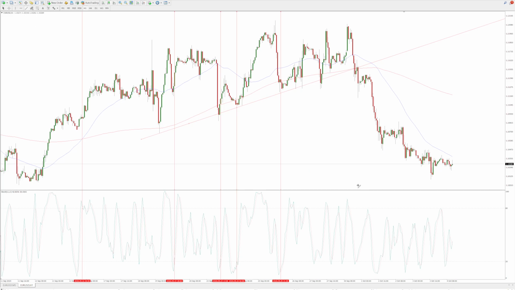We can also draw divergence here. Lower highs, showing that maybe this trend, if you can call it that, is exhausting. So we definitely wouldn't be taking that one.